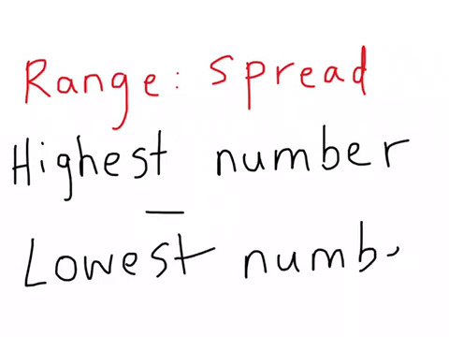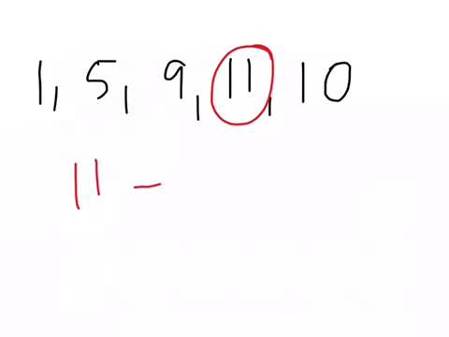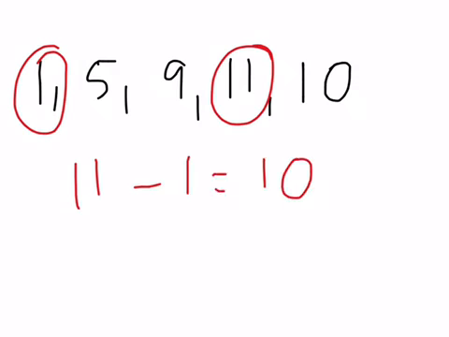And we'll look at a few examples. Let's say our data is 1, 5, 9, 11, and 10. Your range would be the highest value, which is this one here, subtracting your lowest value, so your range is 10. Now if we look at another set of values, we know that our range is 10.